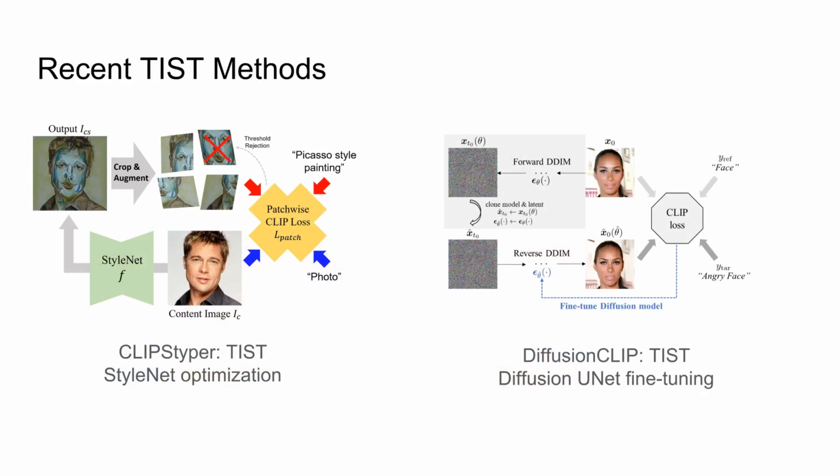Here are some recent TIST methods. To stylize the content image, ClipStyler employs a lightweight StyleNet trained using a patchwise CLIP loss derived from the style text description. DiffusionCLIP, primarily an image editing method guided by text, also has the capability to perform TIST. Both methods are good for certain styles but sometimes introduce unintended local patterns into the stylized images.